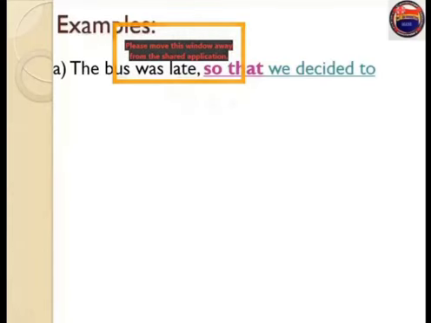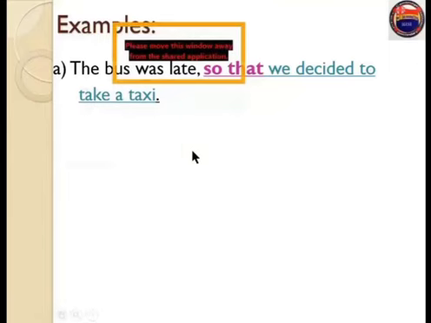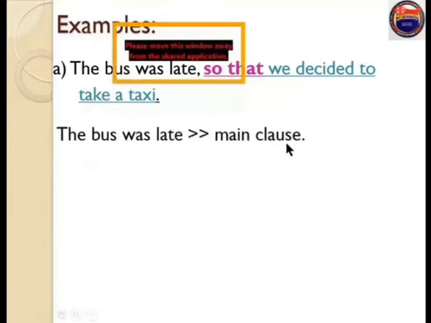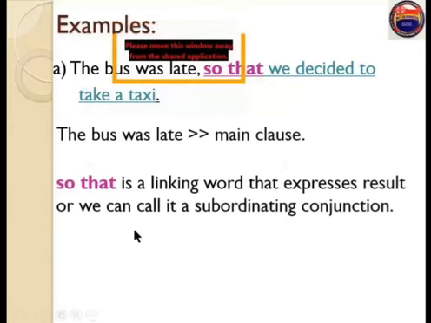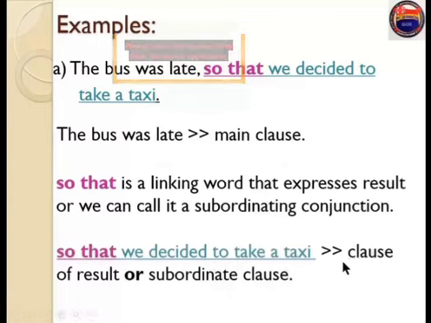Example 1. The bus was late, so that we decided to take a taxi. I know that you have in your booklets only so. So can you please add the word that in your booklets? And let's read this again. The bus was late, so that we decided to take a taxi. The bus was late, this is the main clause. So that is a linking word that expresses result, or we can call it a subordinating conjunction. And so that we decided to take a taxi, this is a clause of result or subordinate clause.